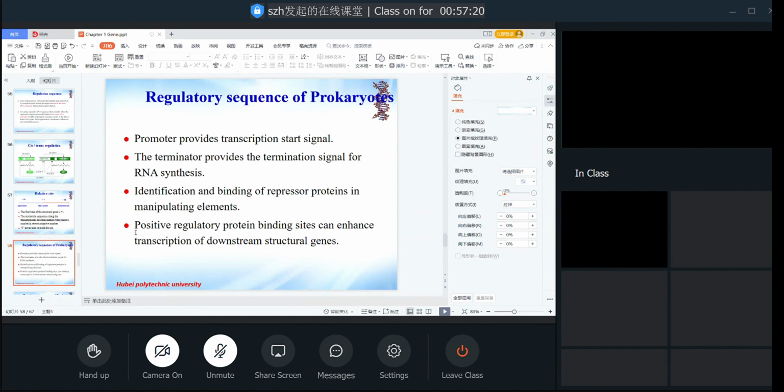And third, you can say the identification and binding of the repressor protein in the operator elements. During the regulation of the expression of the genes, we studied this. You can see in one gene, some sequences can be recognized by the repressor protein.